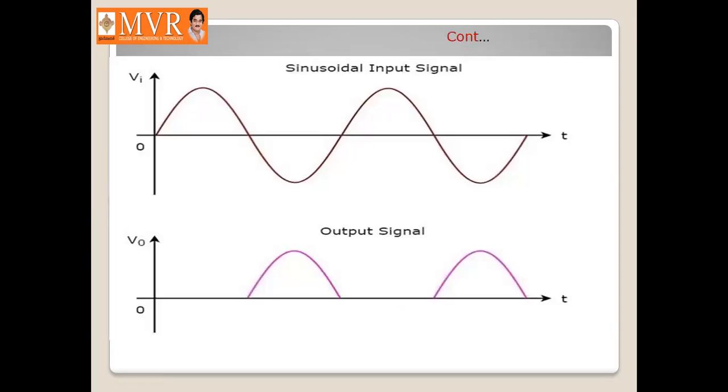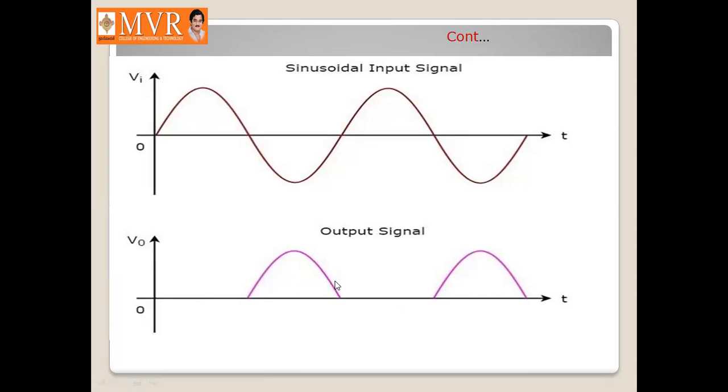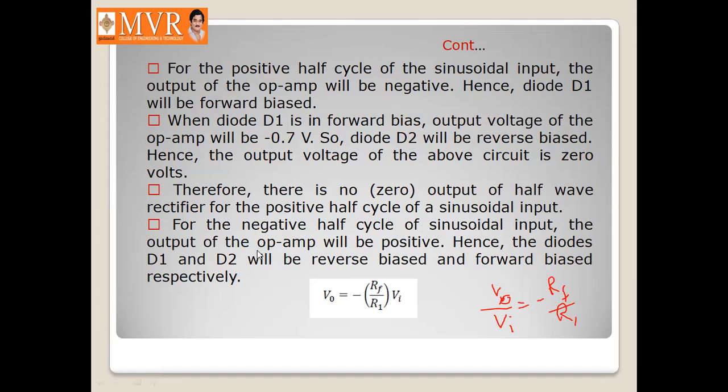So this is how the circuit is going to produce only the positive half cycles, and this is how it is going to produce a half wave. This is how our operational amplifier is going to act as a half wave rectifier.